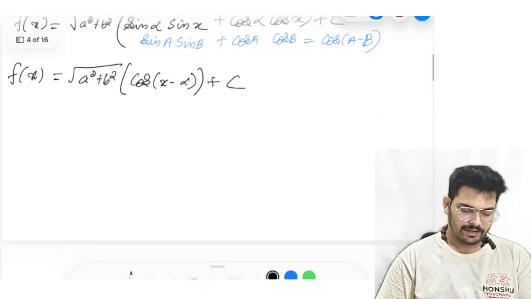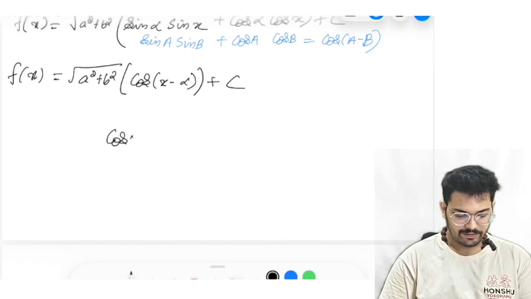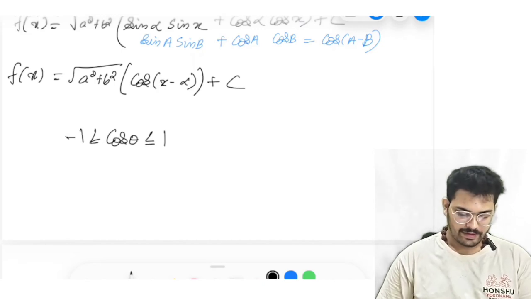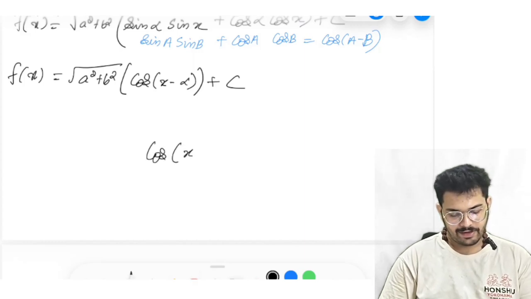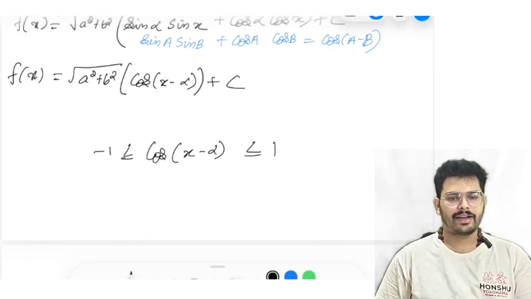Now, as we know, the value of cos theta can attain a maximum of 1, and its minimum will be minus 1. Therefore, we can directly write that for cos of (x minus alpha), the maximum value can be plus 1 and the minimum value will be minus 1.